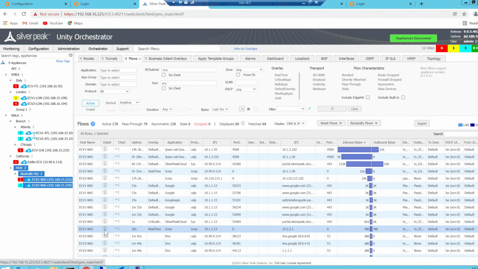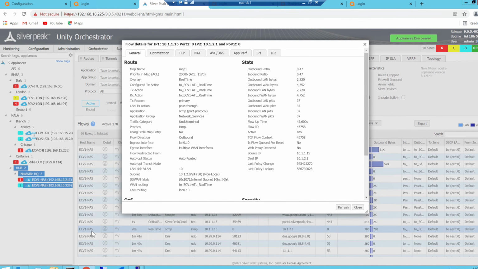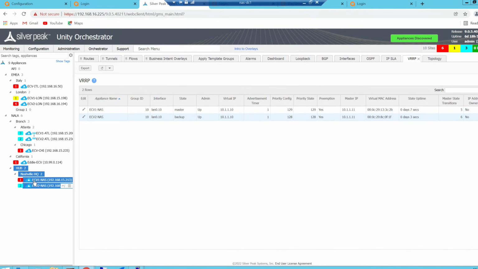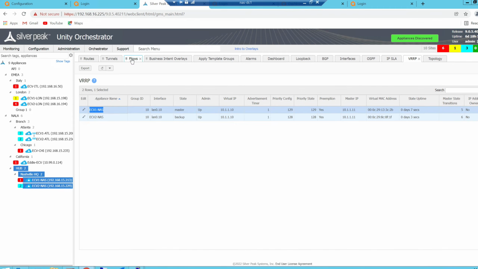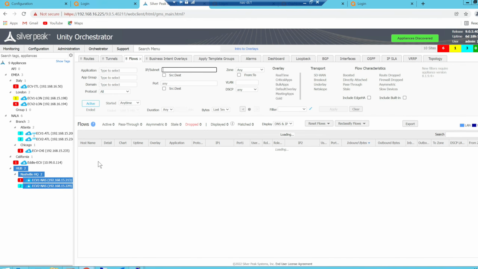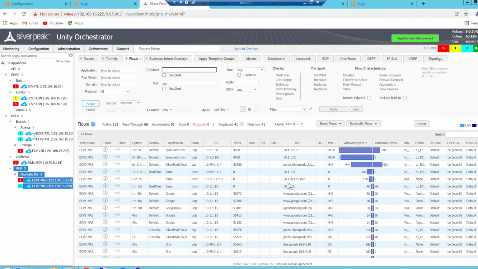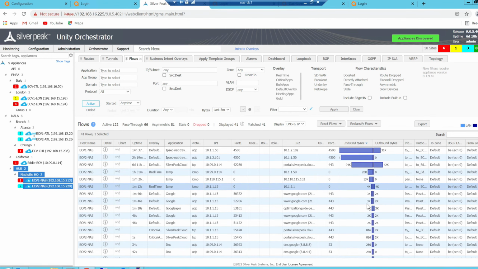We can look in more detail, and ECV1 Nash, which is 1.11, is the traffic flowing through right now, because that is the VRRP master. This is the VRRP between these two Edge Connect products, and as you can see, 10.1.1.1 is the master, ECV Nash is the master. Alright, so flow of the traffic matches so far. It is going through ECV1 in Nashville, and then traffic's following the destination. So that's proof that this particular traffic is flowing through this device.